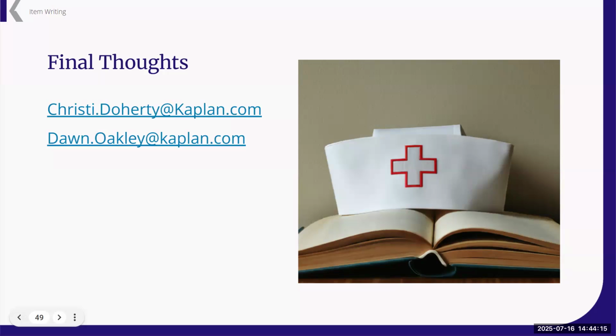If you remember just a few things from today, let them be these. Start with a clear learning objective, build a scenario that feels real, align each question to a specific thinking step, and always peer review your work.